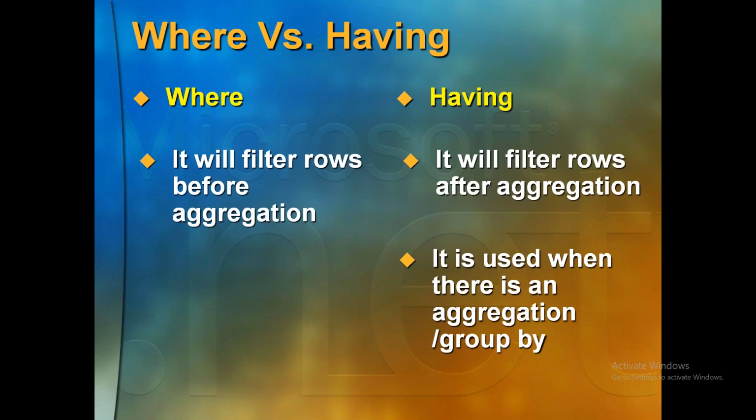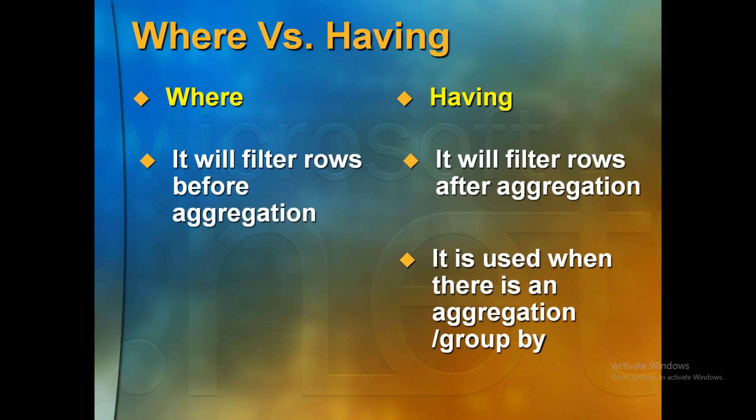So what is the difference between where clause and having clause? Where clause, it will filter rows before aggregation. Having clause, it will filter rows after aggregation. It is used when there is an aggregation and group by. If there is no aggregate function and group by clause, having clause must not be used. Clear? What are the similarities between where and having? Both of them are used to eliminate rows. That is a similarity. But the difference is before aggregation, before group by, where is going to be executed, and after group by and aggregation, having clause is going to be executed.